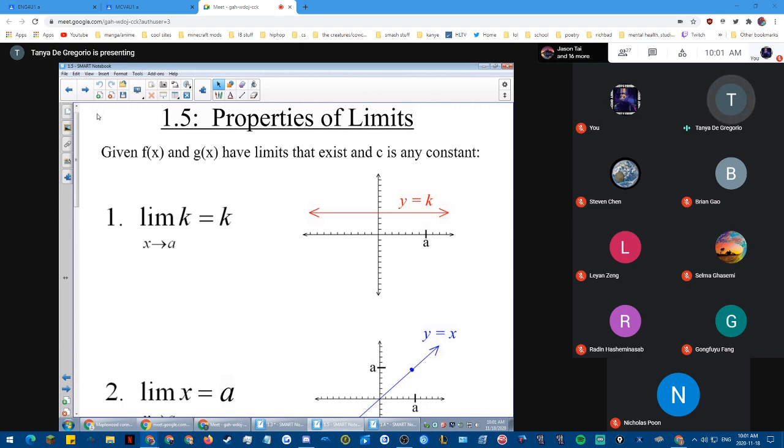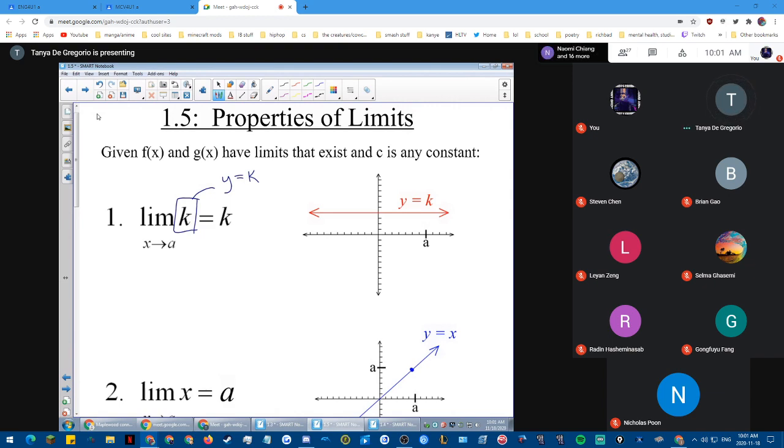So if you have the limit of k, the function is this. Your function is just y equals k. That just means it's a horizontal line going through k. So if you have the limit as x approaches any value, doesn't matter what it is, it's always just going to equal k, whatever number that is.